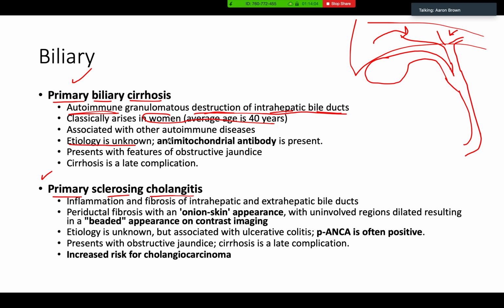What we can see in terms of testing is anti-mitochondrial antibody. I'm putting a star here. Anti-mitochondrial antibody is seen in primary biliary cirrhosis. You're going to see features of obstructive jaundice, and so eventually it's going to lead to cirrhosis. That's something that these two conditions have in common. They both kind of progress to cirrhosis. Okay. Next is our primary sclerosing cholangitis. First, this is associated with one of the inflammatory bowel diseases, right? Crohn's or ulcerative colitis. Which one is it associated with?